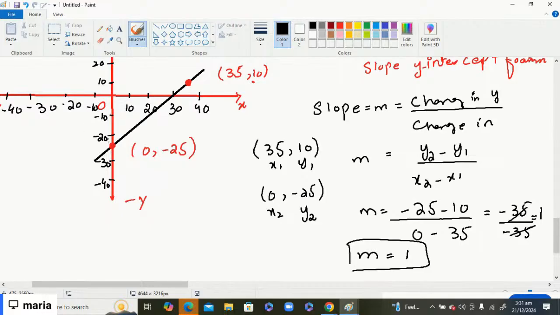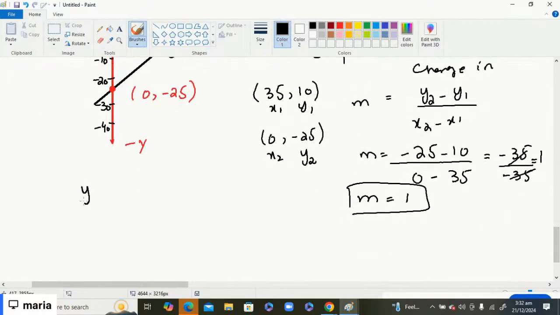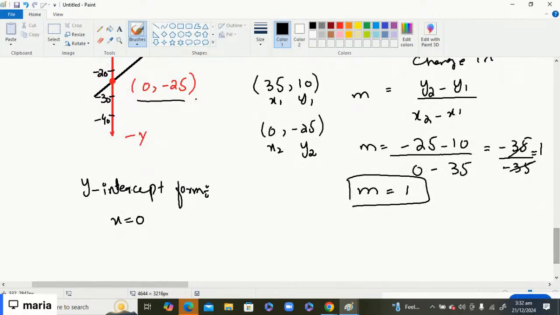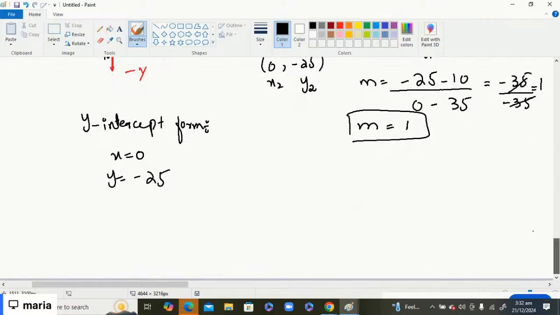Now the slope is given, which is 1. Let's see the y-intercept. This line cuts the y-axis at which point? What is the meaning of y-intercept? Why are we choosing that point? Because the y-intercept is where x is 0. At the point where x is 0, your y is minus 25. So this is the y-intercept, denoted with the letter b, and it is minus 25.